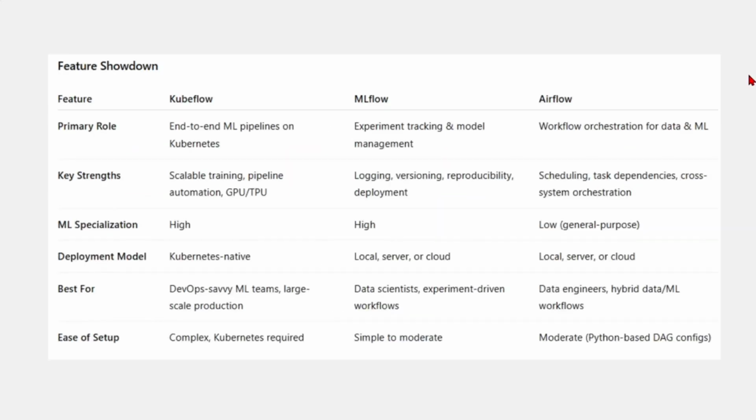So Kubeflow is the heavyweight choice for Kubernetes-powered ML pipelines, offering deep integration with cloud-native infrastructures and large-scale automation. MLflow focuses on tracking, reproducibility, and deployment, making it perfect for data scientists who need organization without heavy ops overhead. Airflow is the orchestration workhorse, great for connecting and automating any pipeline, whether it's data prep, ML, or analytics.